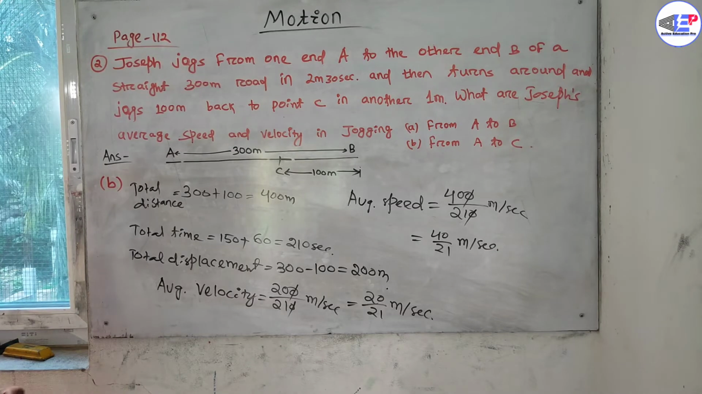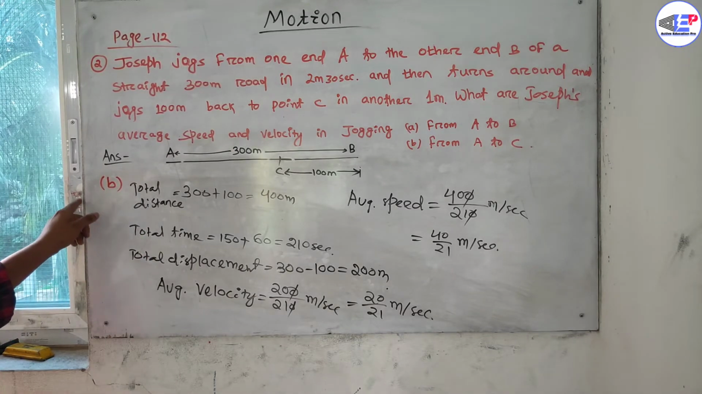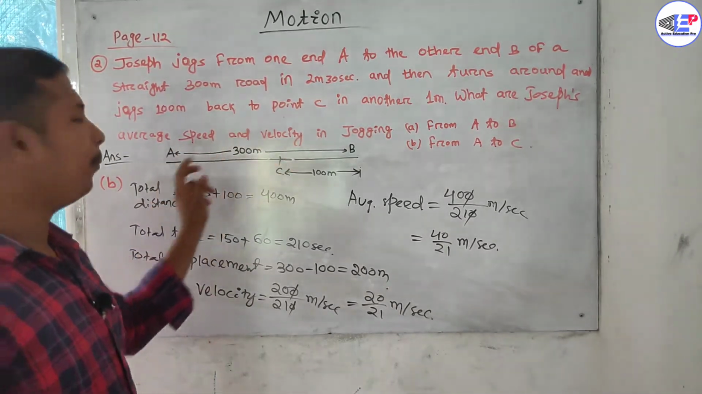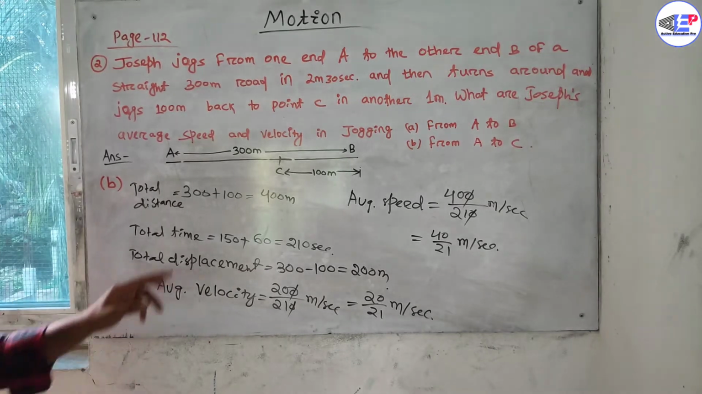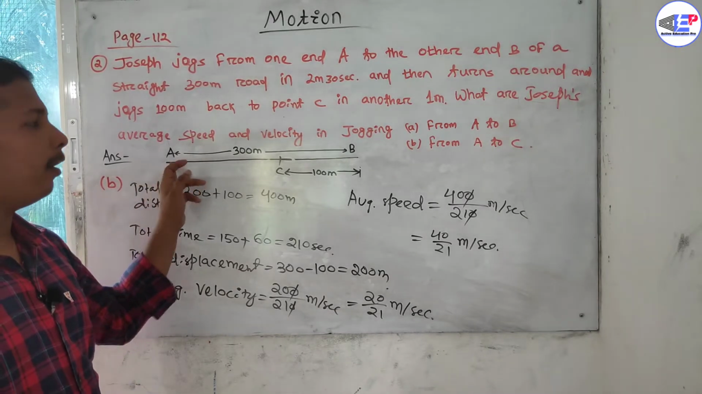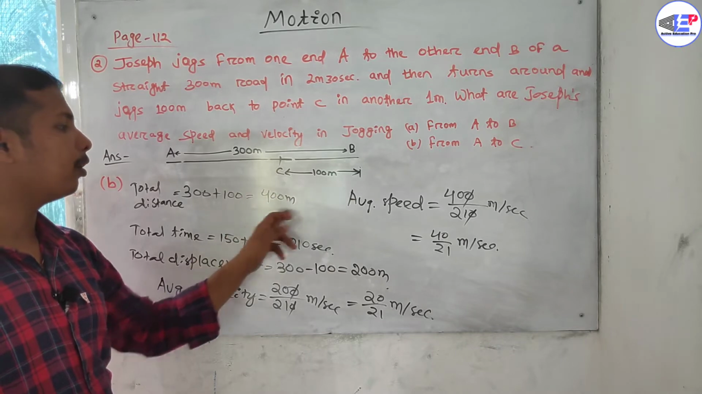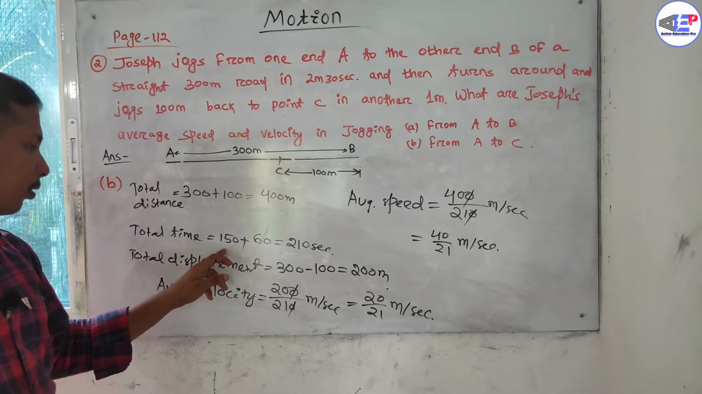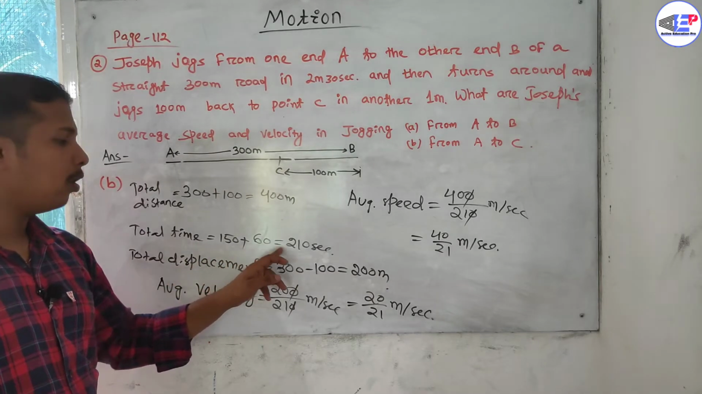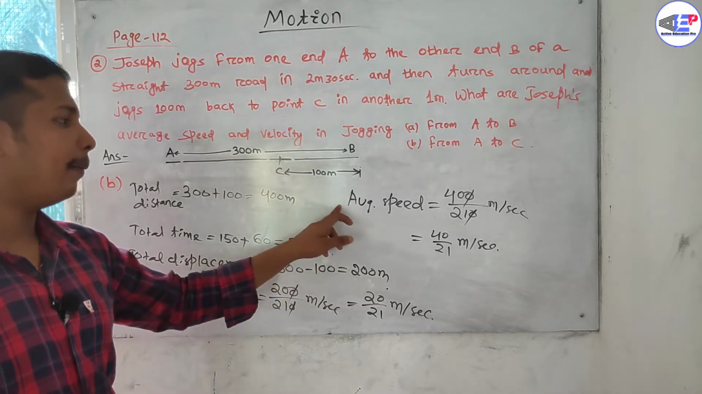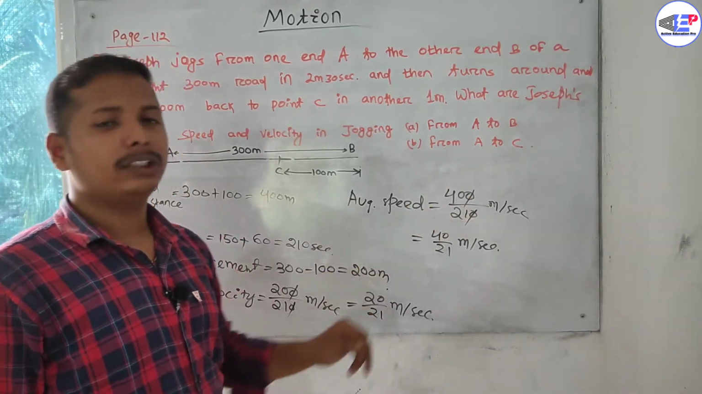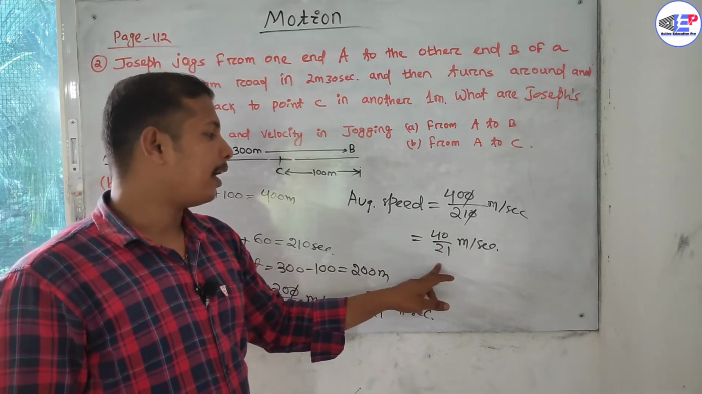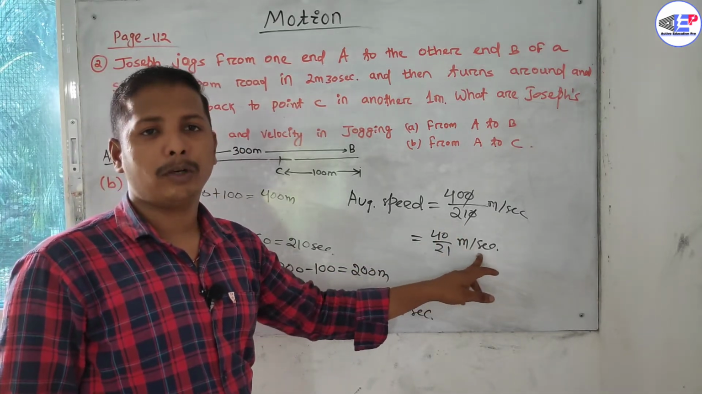I am repeating. In the second bit, the question is given that we have to find out the average speed and the average velocity from point A to C. We saw that the total distance covered by Joseph from point A to C is 400 meter and time taken by him from reaching point A to C is 150 second plus 60 second, which is 210 second. So average speed becomes total distance which is 400 meter divided by total time which is 210 second. By calculating it gives 40 by 21 meter per second.